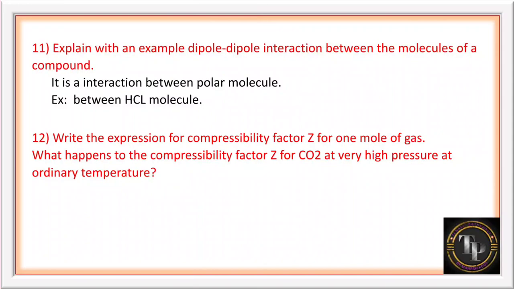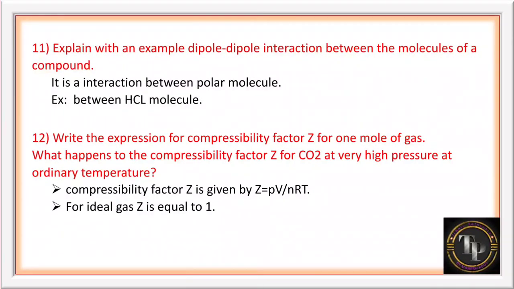Write the expression for compressibility factor Z for 1 mole of gas. What happens to the compressibility factor Z for CO2 at very high temperature and at ordinary temperature? See, first we will write the expression. Compressibility factor Z is given by Z is equal to PV divided by nRT. First question is over. Again, what are they asking? What happens to the compressibility factor Z for CO2 at very high temperature? See, for ideal gas, Z is equal to 1. So Z is greater than 1 under high pressure. Remember.